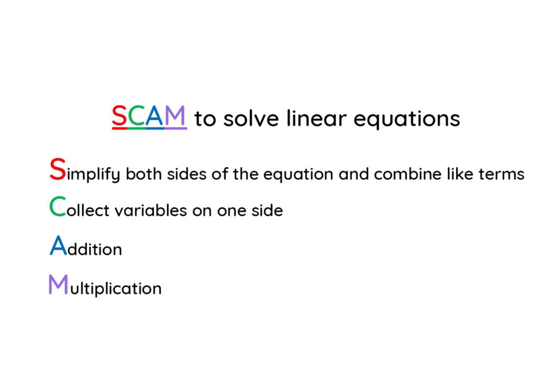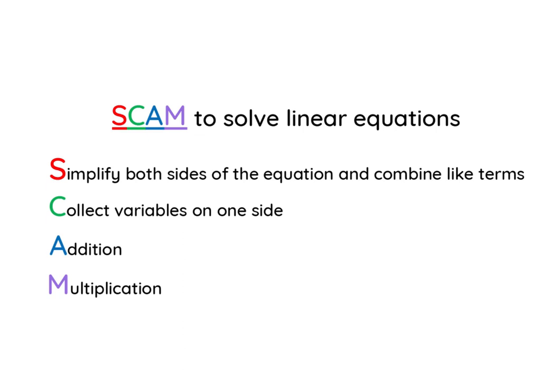And then you should have all variables on one side, a number on the other, and your last step is to do multiplication or division, depending on what you have. All right, so if you have 2x, you're going to divide by 2. If you have x over 2, you're going to multiply by 2, whatever it is. But you're going to use either addition and subtraction to move stuff around, multiplication and division as your last step to solve for what x actually is.